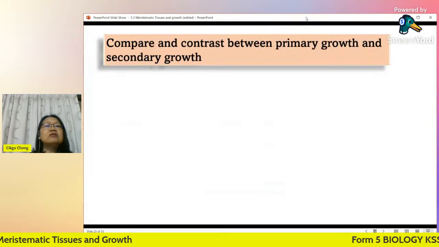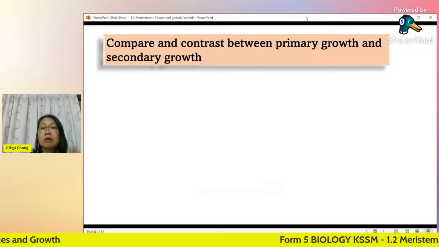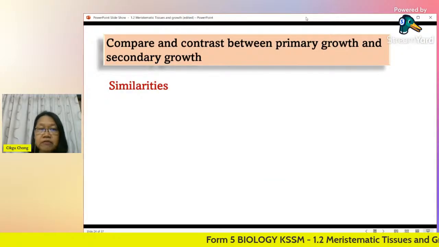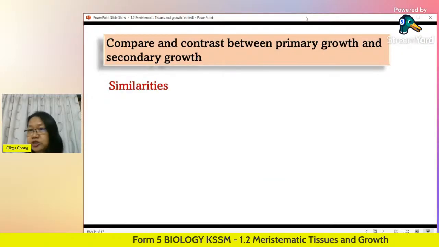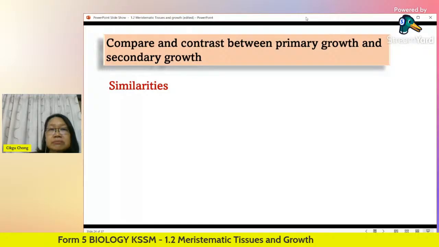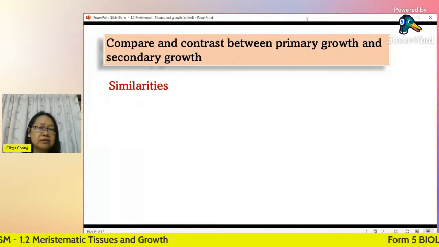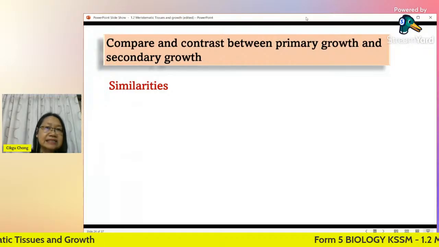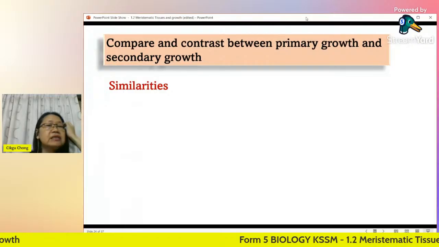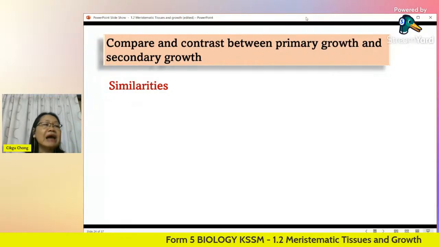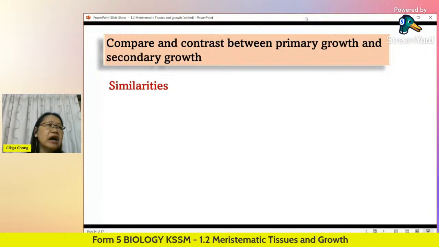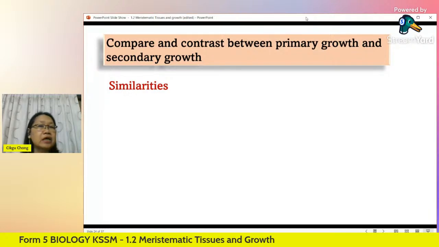All right, so now compare. The last part here, we talk about comparing between primary growth and secondary growth. So always when you see this question, don't forget to talk about similarities. Many students will go straight to the differences and they will lose marks. This is usually in essay questions. There will always be at least one question, one part of the question, either A or B or whatever, that asks you to compare between A and B.